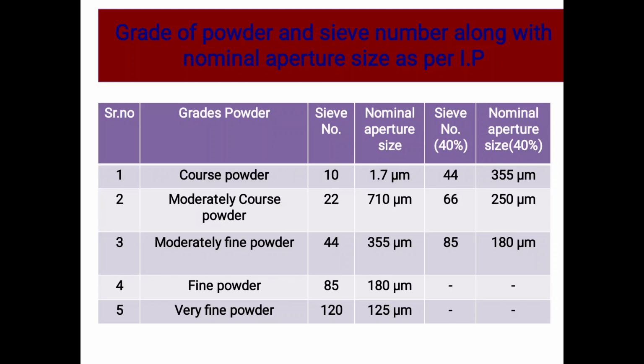You have to remember the 5 types of grades of powder: coarse powder, moderately coarse powder, moderately fine powder, fine powder and very fine powder. Sieve numbers 10, 22, 44, 85, 120. Various competitive examinations ask about grades of powders and sieve numbers. You have to remember also the nominal aperture size and sieve number.